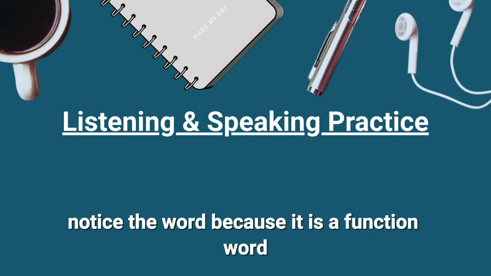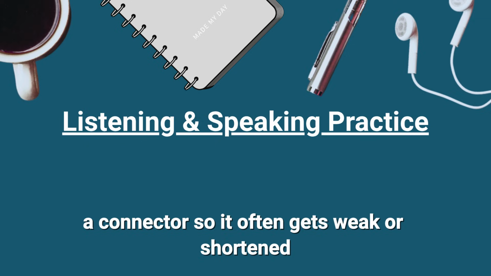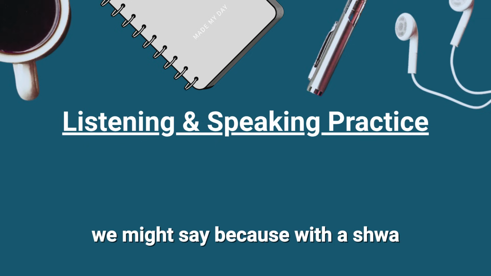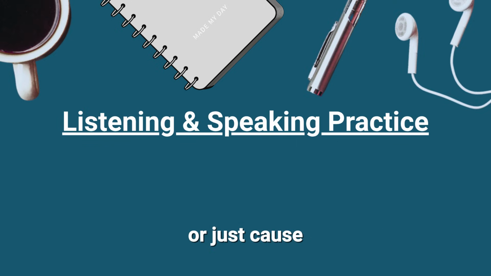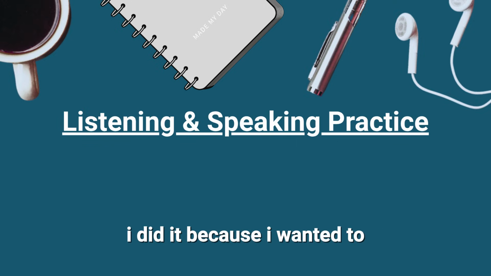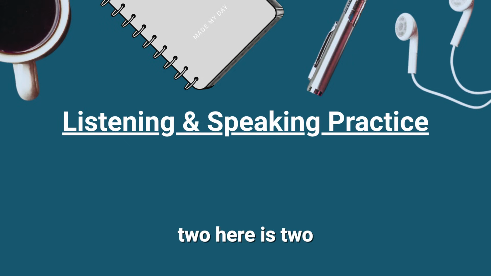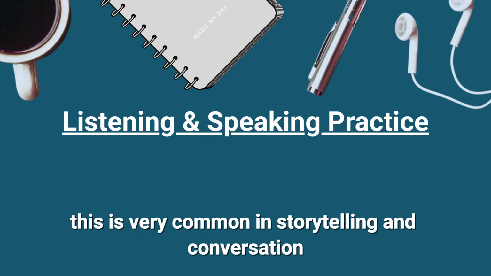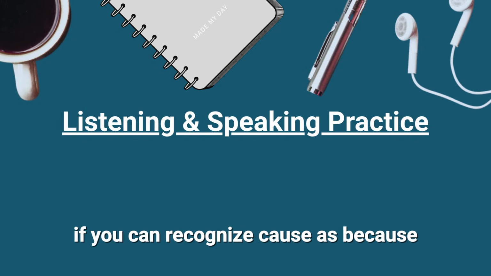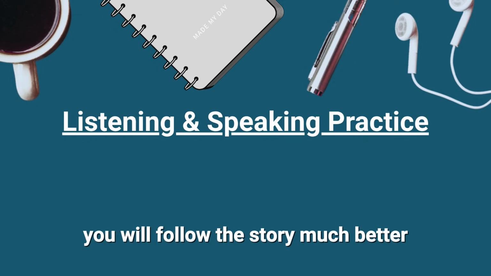Notice the word because. It is a function word, a connector, so it often gets weak or shortened. We might say because with a schwa or just 'cause. I did it 'cause I wanted to. To here is 'to'. I did it 'cause I wanted to. This is very common in storytelling and conversation. If you can recognize 'cause as because, you will follow the story much better.